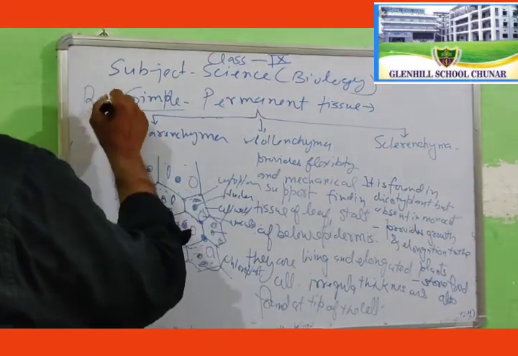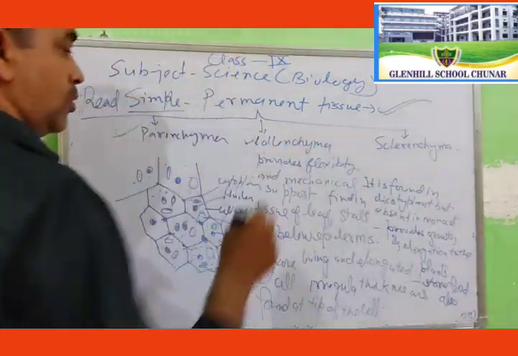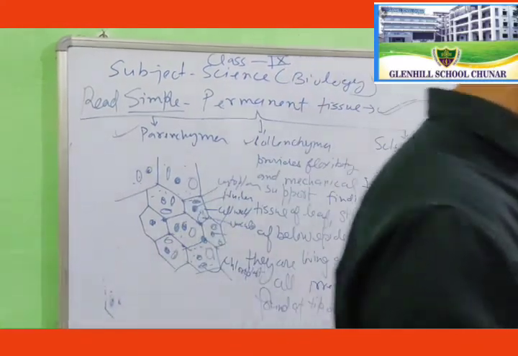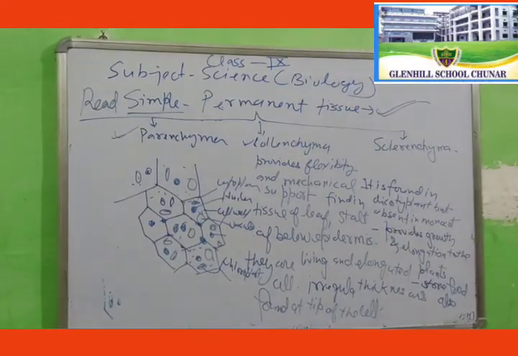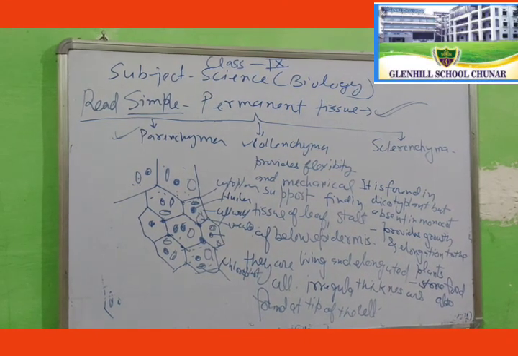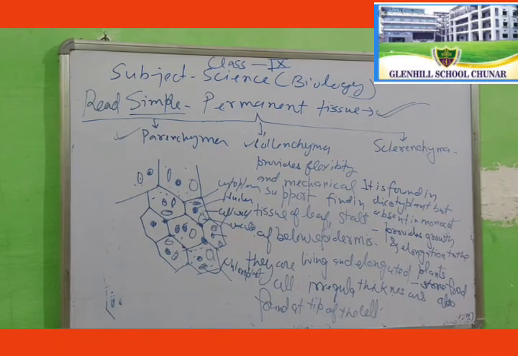Read simple permanent tissue. Okay, student. Thank you. Have a nice day. Write down. Homework: read about the simple permanent tissue, parenchyma, collenchyma, sclerenchyma. Thank you, student.